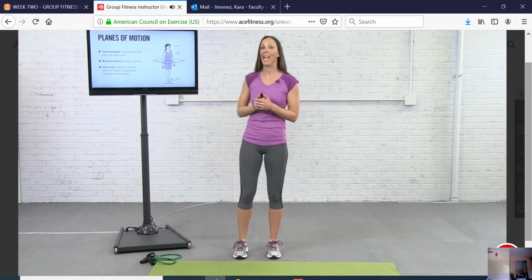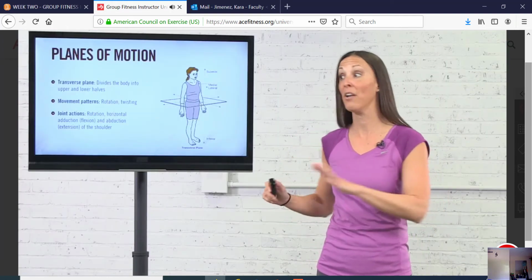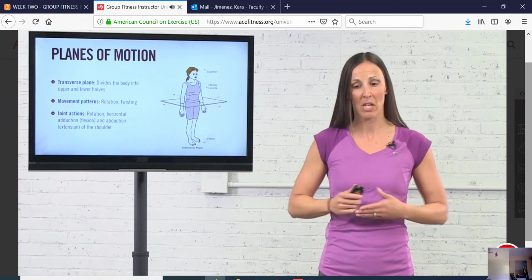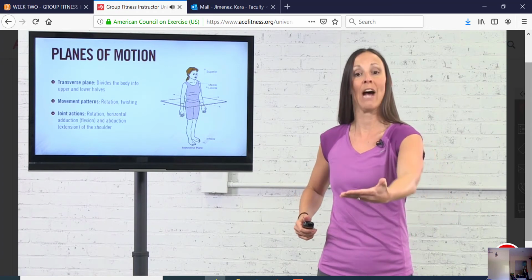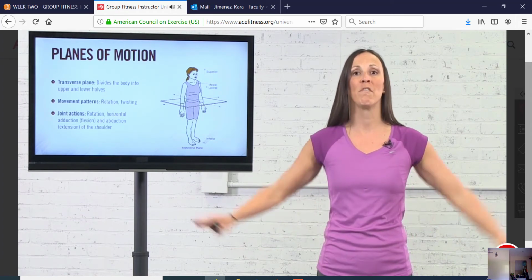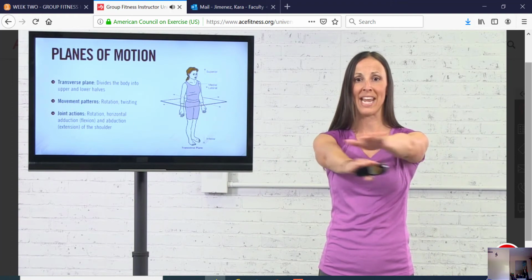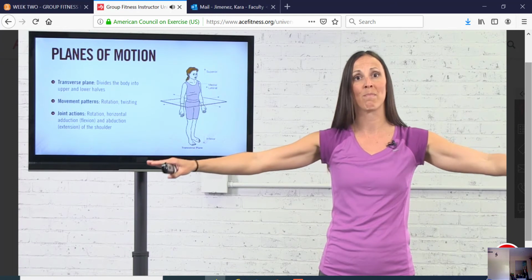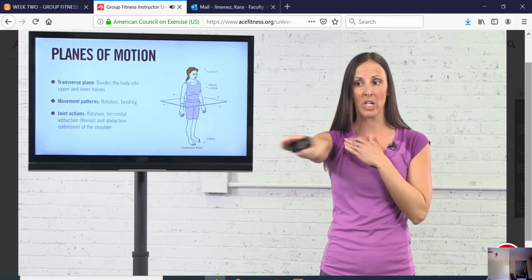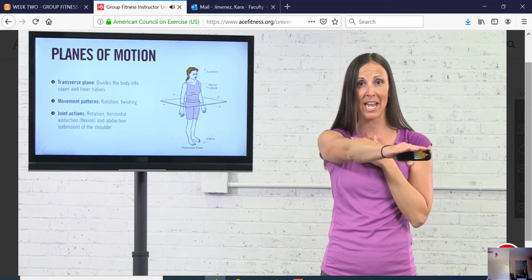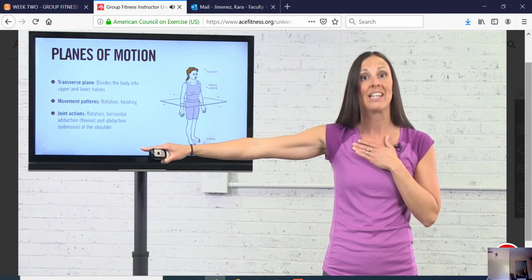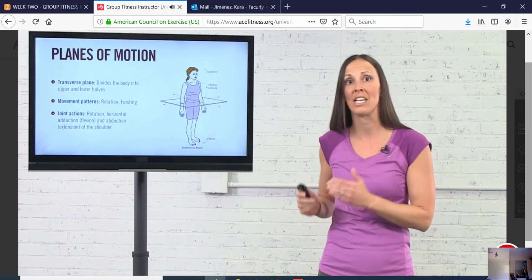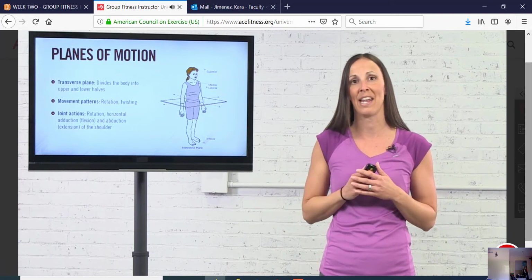Movement patterns or joint actions that occur in this plane not only are rotation, but this is sometimes called the horizontal plane. So if that imaginary wall jetted out to the horizon line, any movement that I made where my arms would stay in contact with that plane would be in the transverse plane. So horizontal adduction is in the transverse plane, and horizontal abduction is in the transverse plane. Movements like bicycle crunches or Russian twists are exercises that happen in the transverse.